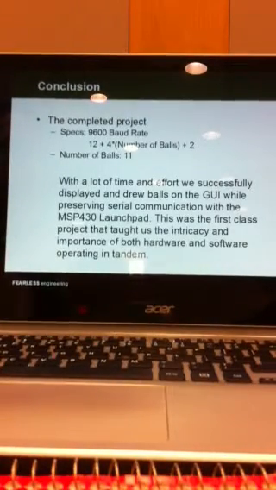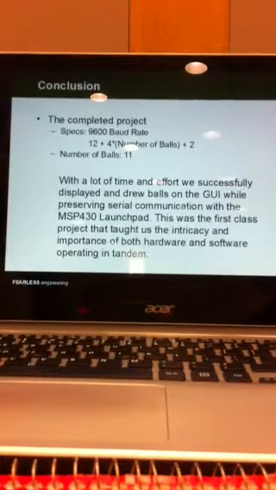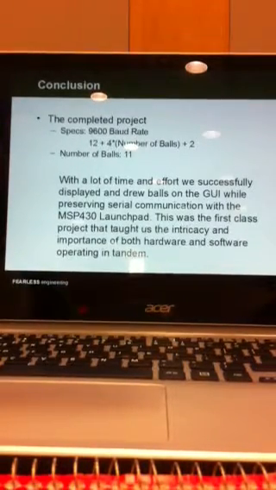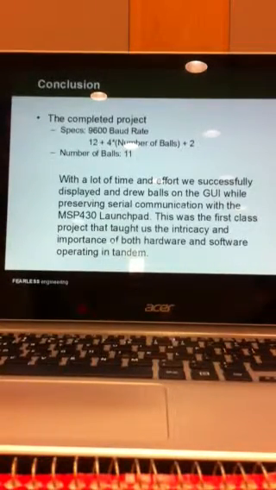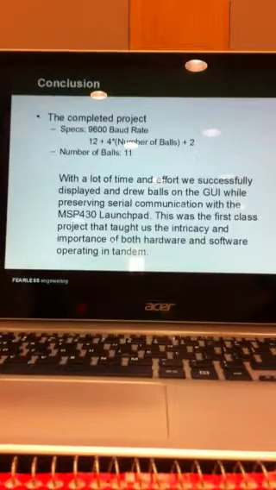In conclusion, we were able to set up a serial communication at 9600 baud rate between the PC and the MSP430. Through this serial communication, we were able to draw the ball, have it fall under gravity, and then bounce off the floor in a perfectly elastic collision.